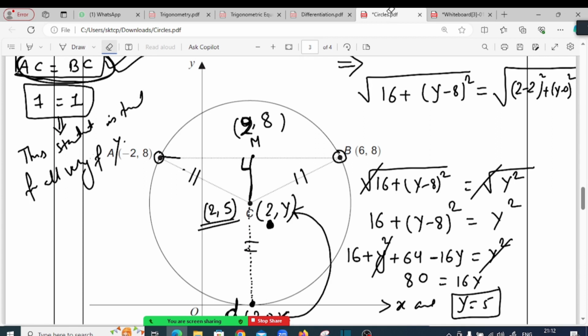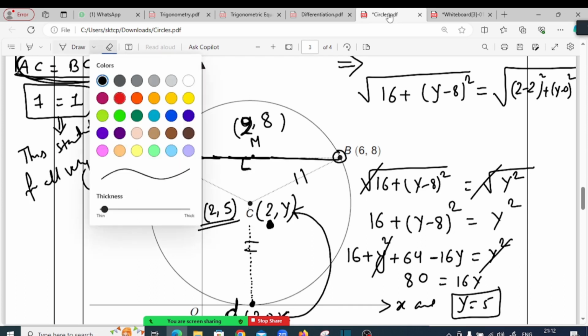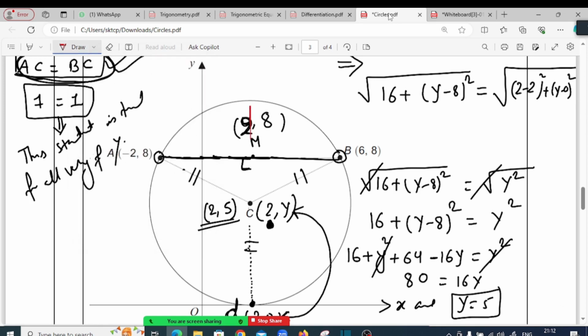See, its center is lying on the perpendicular bisector of this AB. And from the mathematics you are asking, please tell me the coordinate of this y for which AC will be equal to BC. It will be satisfied for all points lying on this line, isn't it?